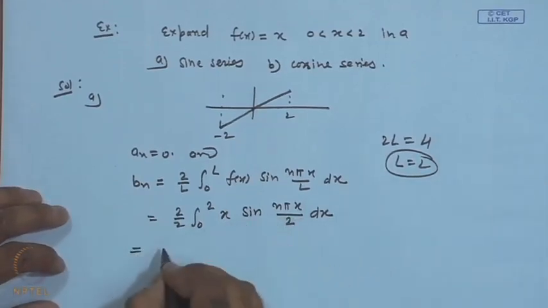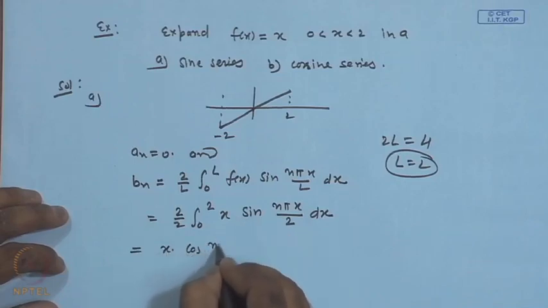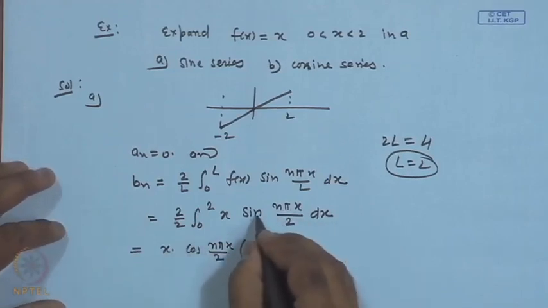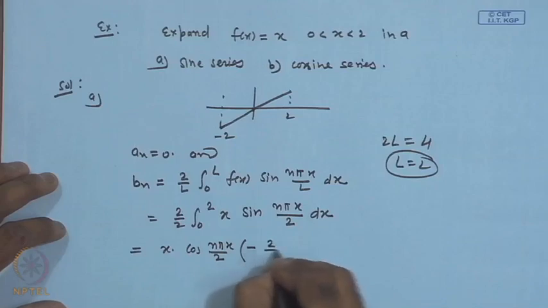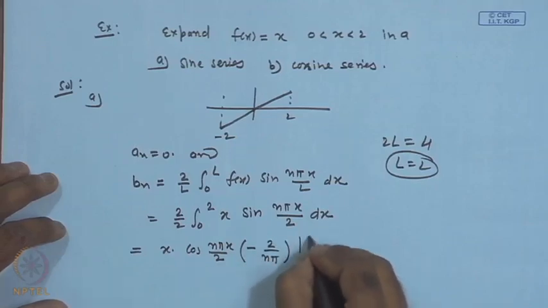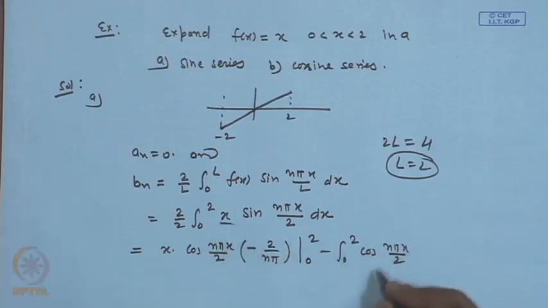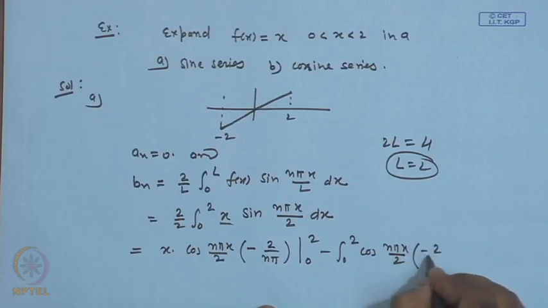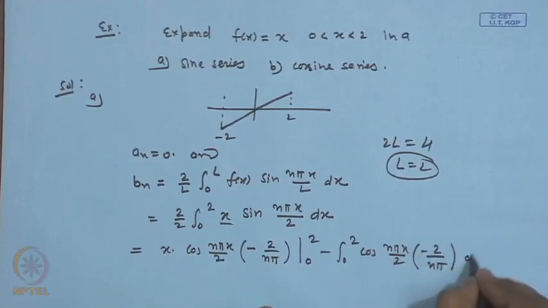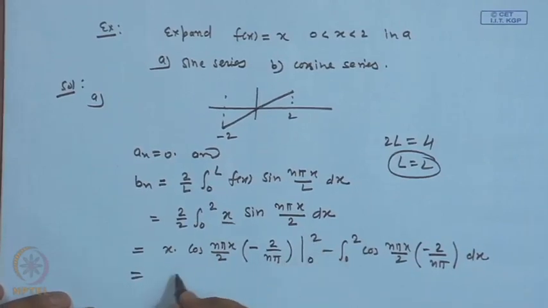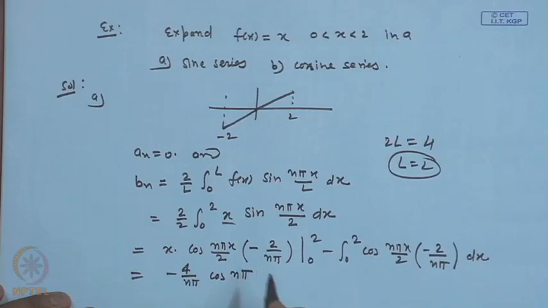So, we integrate by parts. We have x times cos(n pi x over 2), with a minus sign because the sine integrates to minus cosine, so minus 2 over n pi, from 0 to 2. Then minus the integral 0 to 2 of the derivative of x, which is 1, times cos(n pi x over L), again with minus 2 over n pi, dx. After simplification what we get is minus 4 over n pi cos(n pi).